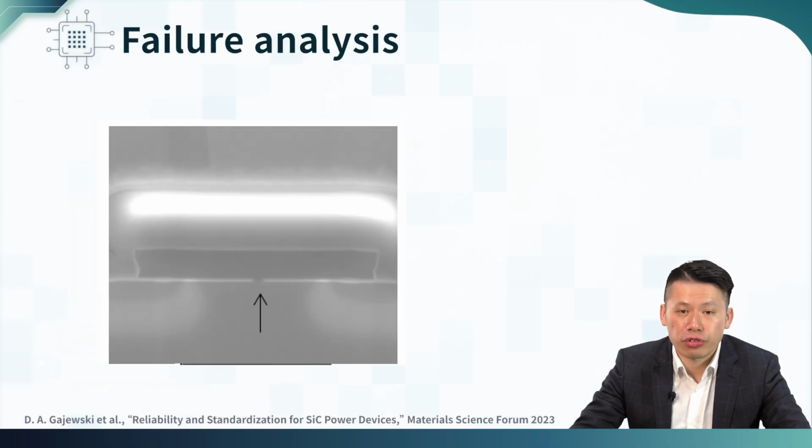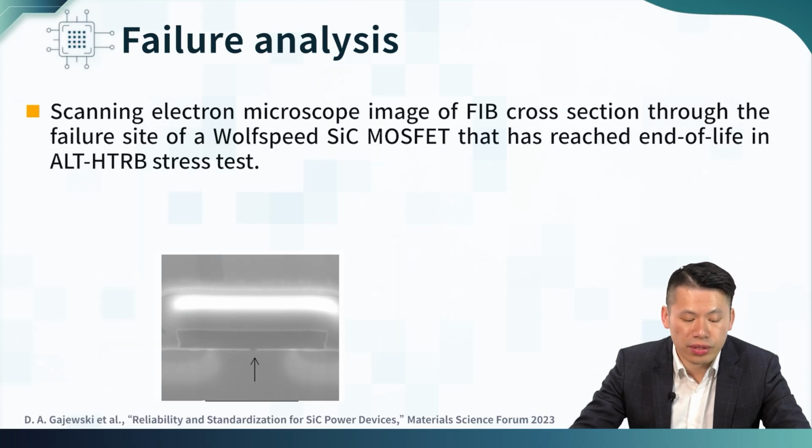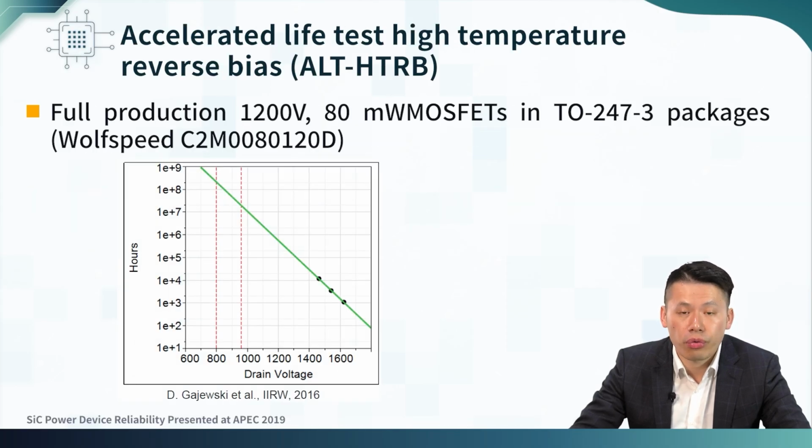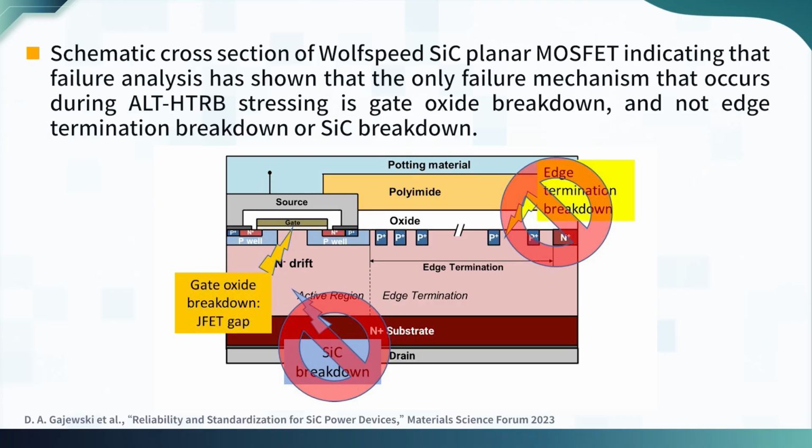But the issue usually for the HTRB in the DMOS is that the gate oxide in the JFET gap can show breakdown. This is a SEM image of a FIB cross section through the failure site of the Wolfspeed silicon carbide MOSFET, and the arrows highlight the location of oxide breakdown that occurred during the accelerated life stress test. Here is another result from the commercial product related to the ALT HTRB. You can see stress at a high voltage, but in the end we want to understand the possible voltage you can sustain for more than 10 to the 8 hours. The summary here is that in the case of the Wolfspeed planar MOSFET, under the ALT HTRB stress, the gate oxide breakdown is a main concern for the off-state reliability.